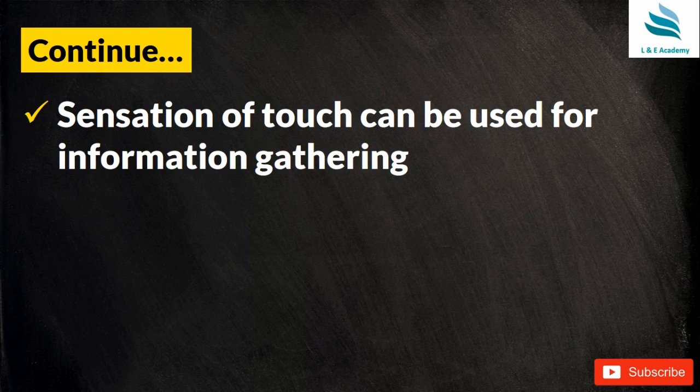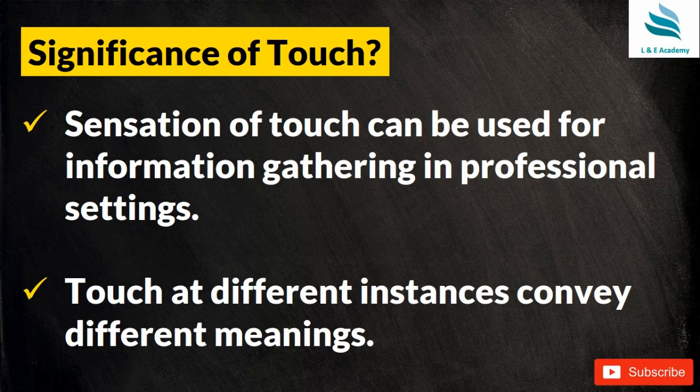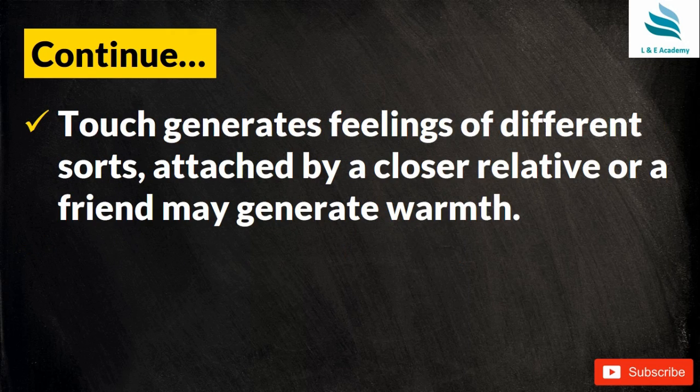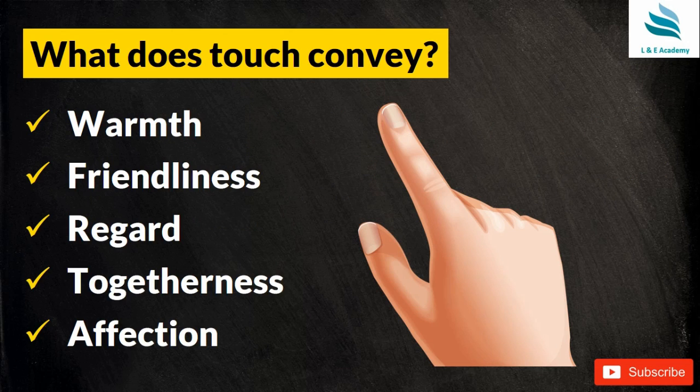Now, the sensation of touch can be used for information gathering as well. What is the significance of touch? The sensation of touch can be used for information gathering in a professional setting. Touch at different instances conveys different meanings. The touch of a mother to a son shows a sort of reassurance. Touch generates feelings of different sorts; touch by a closer relative or a friend may generate warmth. Now, what does touch convey?